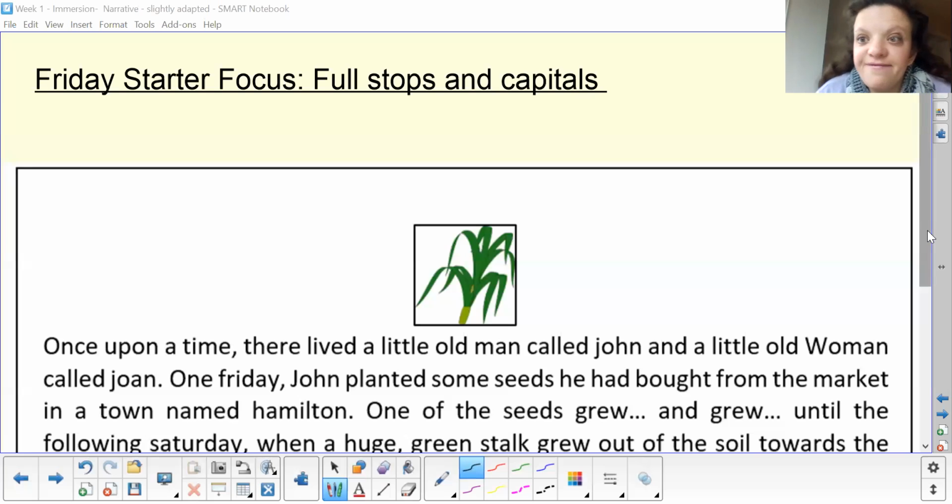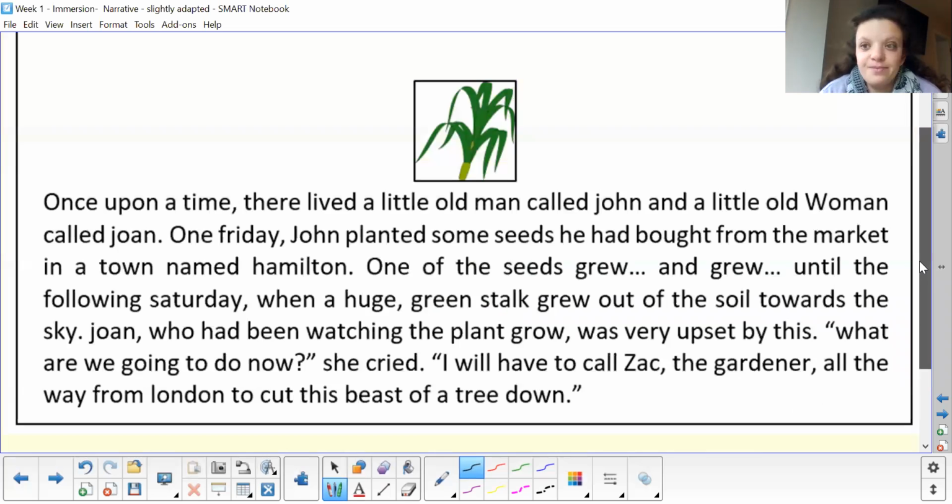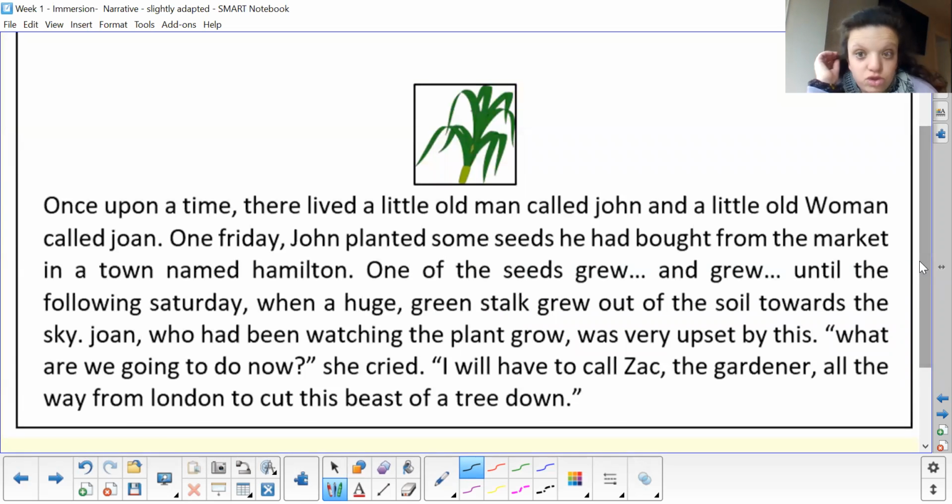Okay, so it's our Friday starter. We have got a passage of text here, all about a little old man called John and a little old woman called Joan. What we need to do is go through and check that we've got the full stops and the capital letters in the right place. Have we got the right capital letters where they need to be, and are the full stops in the right place, and all those kind of things?